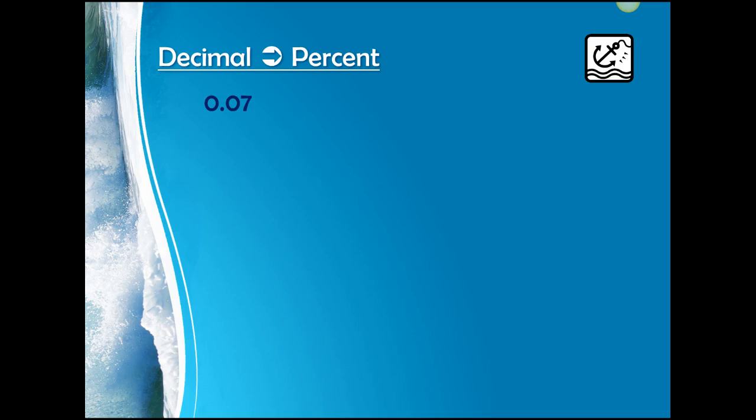In this problem, we have 7 hundredths. I think you're getting the idea, so I'm not going to write the whole thing out by putting it over 100 and doing the multiplication. I'm simply going to move my decimal 2 places to the right. Because I'm multiplying by 100, I know that the decimal will move 2 places to the right, and it will give me an answer of 7%.